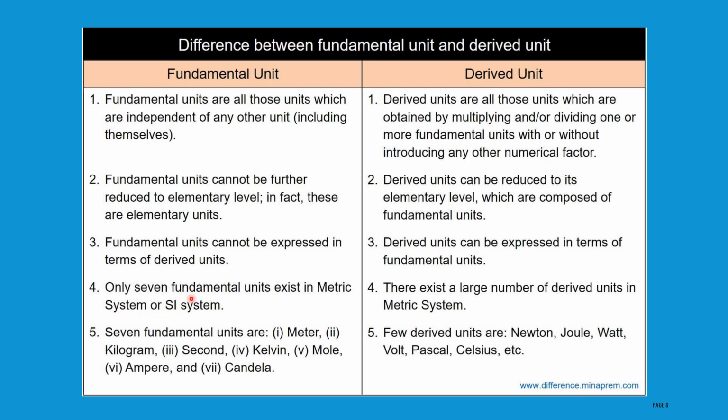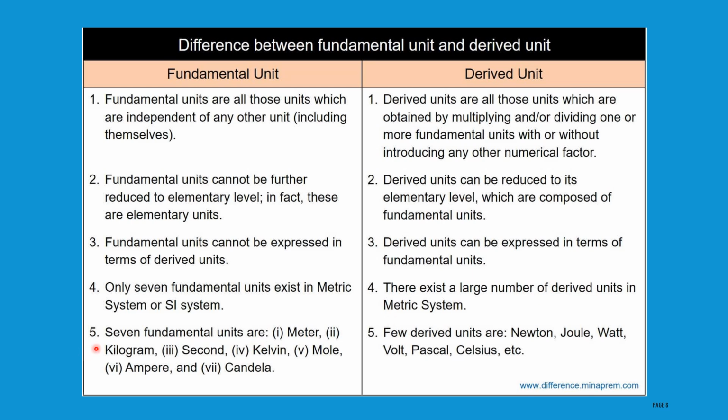Fourth one, only 7 fundamental units exist in the metric system or SI system. Already you know 7 fundamental units exist in the SI system. Fourth one, there exists a large number of derived units in the metric system. Derived units you are deriving from fundamental units. Therefore, a large number of derived units exist in the metric system or SI system.